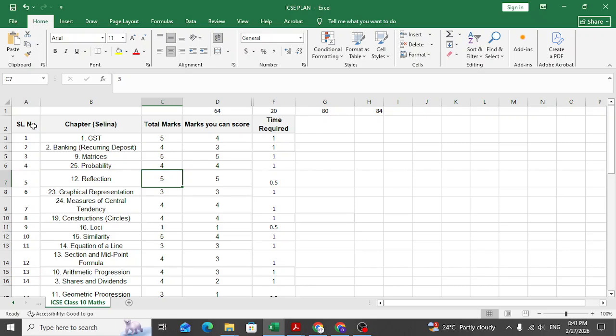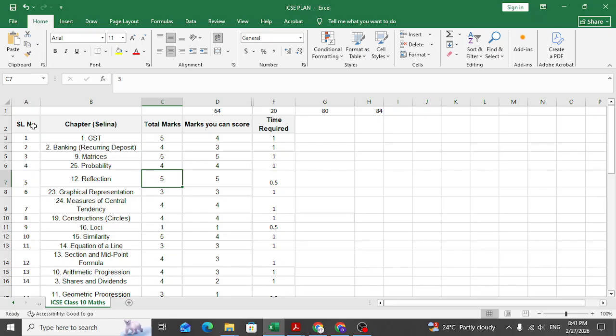Constructions, very easy. Constructions in that circles, basically they will ask incircle and circumcircle. For the incircle you will be using angle bisectors, and for the circumcircle you will be using the perpendicular bisector. Simple concept, plus you should know how to draw 60 degree, 70 degree, 75 degree, in fact 90 degree, 120 degree, like that.